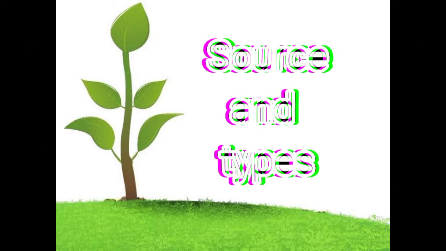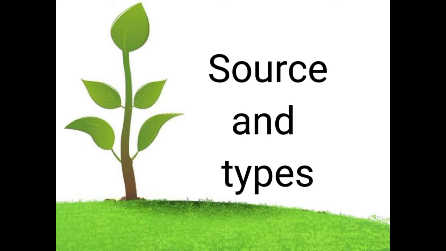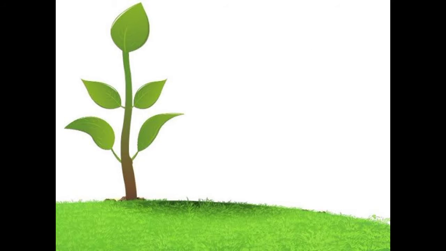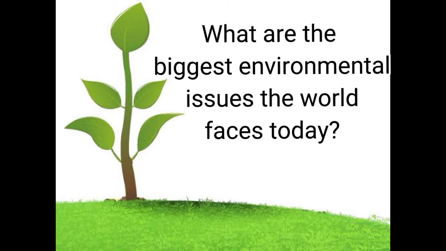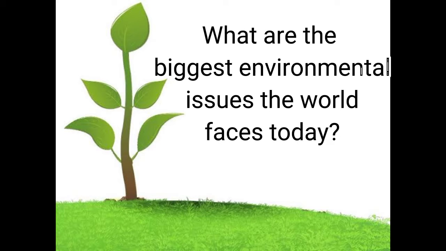So today, the topic is all about the sources and types of environmental problems in our society. But before that, what are the biggest environmental issues that the world faces today? There are, unfortunately, several, including problems caused by the expanding population of mankind, the need for greater resources and energy, and the relationship between mankind and the world around us.